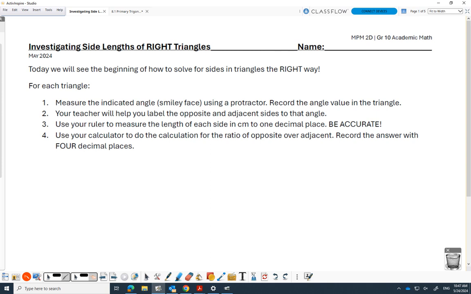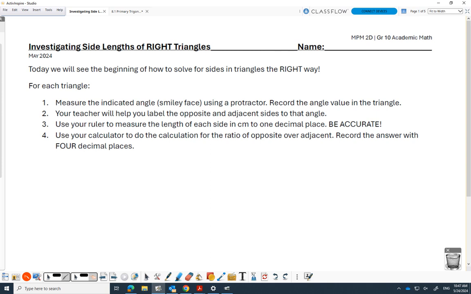So today we will see the beginning. Not everything has to be clear after this investigation. That's what I want to warn you about. It doesn't have to be like, I totally get it. It'd be like, whoa, that's all you're trying to get out of this right now. We will see the beginning of how to solve for sides in triangles the right way.